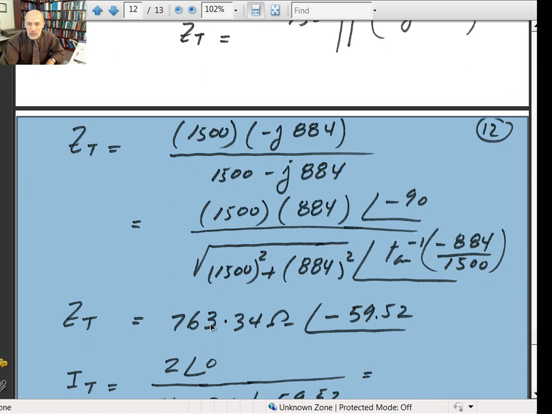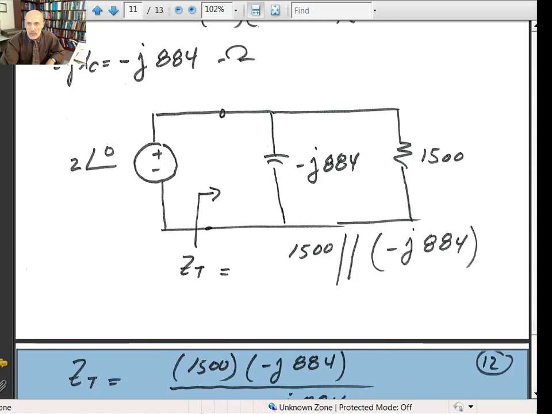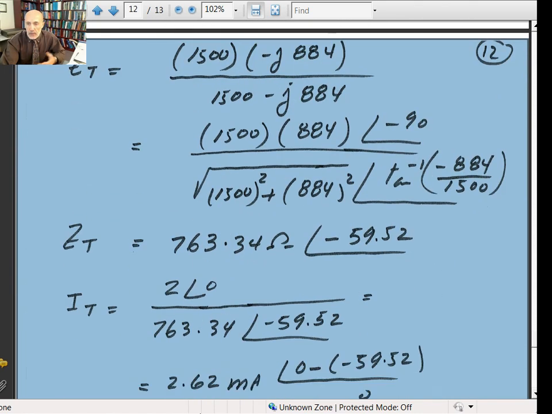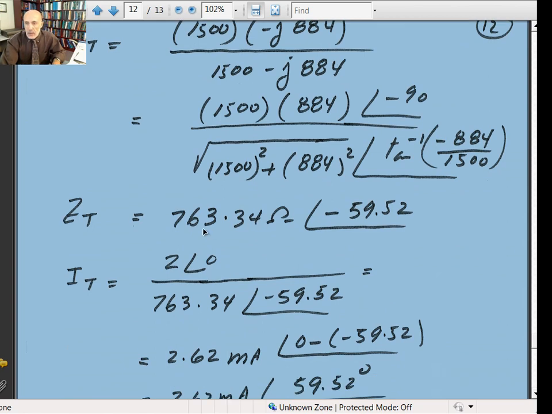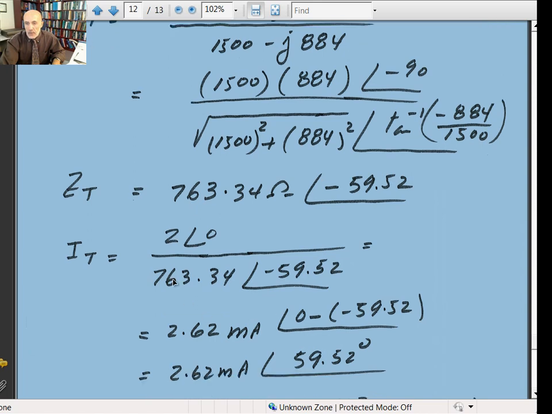I total from the source would be the voltage divided by Z total. 2 at an angle of 0 divided by 763.34 at an angle of minus 59.52. 2 divided by 763.34 gives you 2.62 milliamps. And the angle, 0 minus minus 59.52, gives you plus 59.52. So you see the current has a positive phase shift, so the current is leading the voltage in a capacitive circuit.